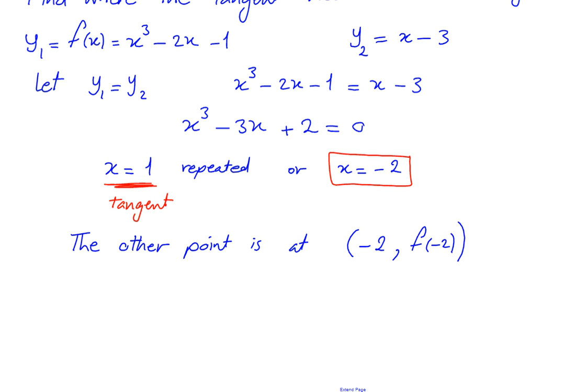So when I substitute x equals -2, you can either substitute it into the equation of the straight line or the curve, it doesn't really matter. It would be easier to substitute here. So -2 minus 3 is -5. This means the tangent meets the curve again at -5.